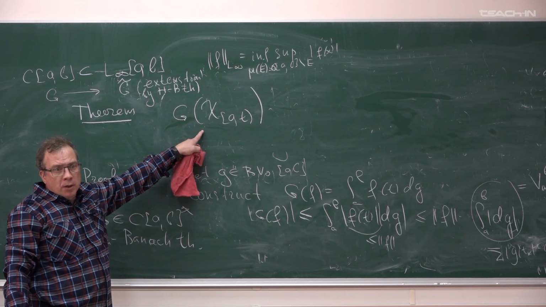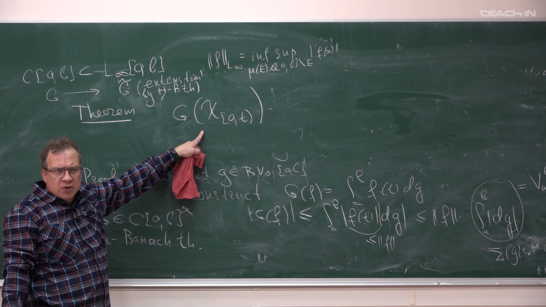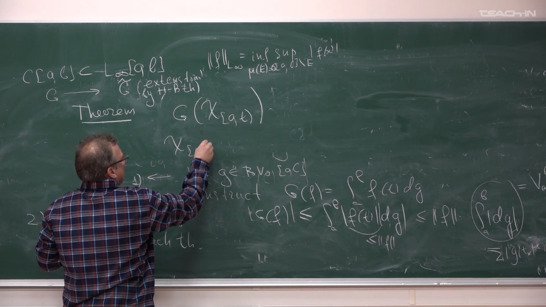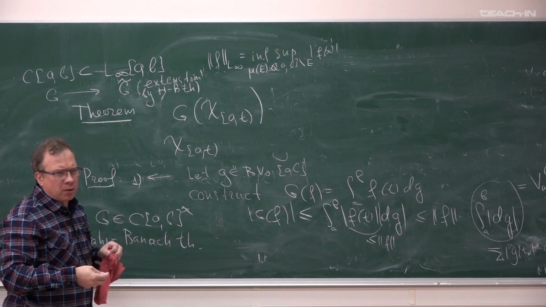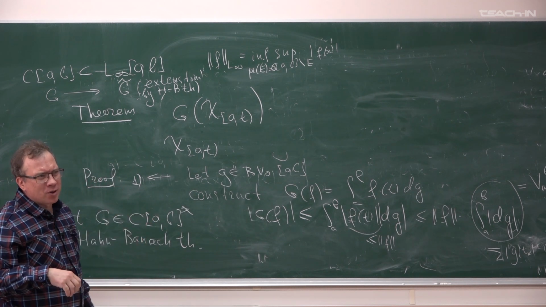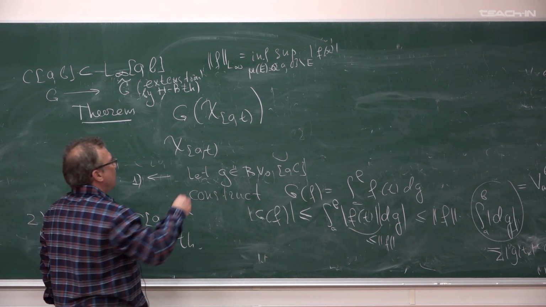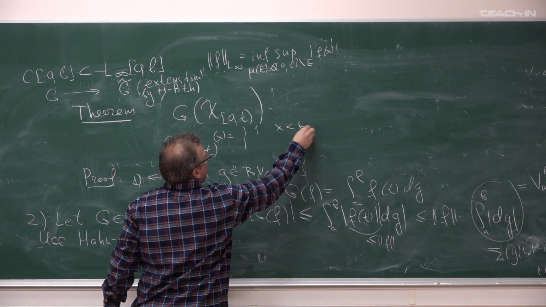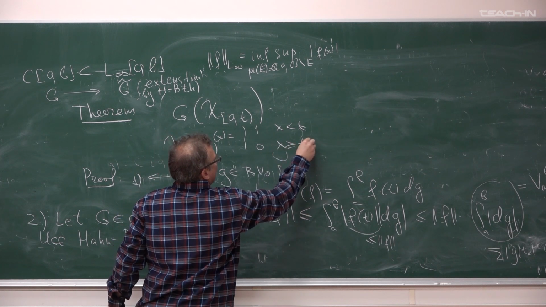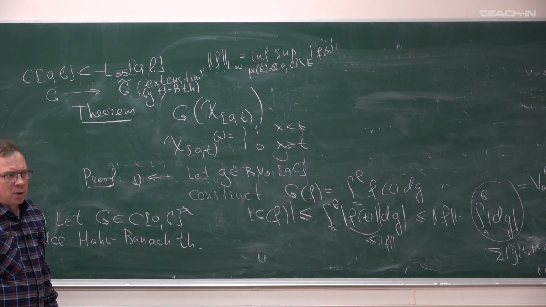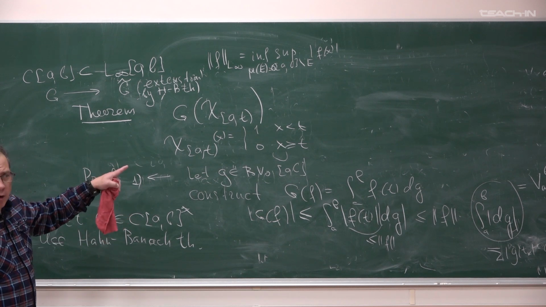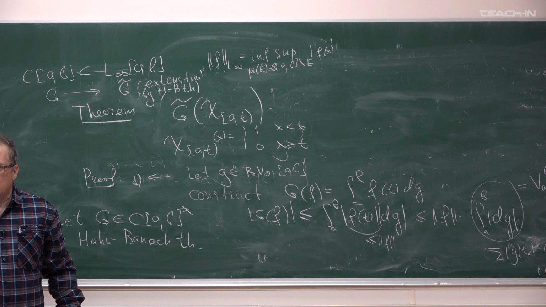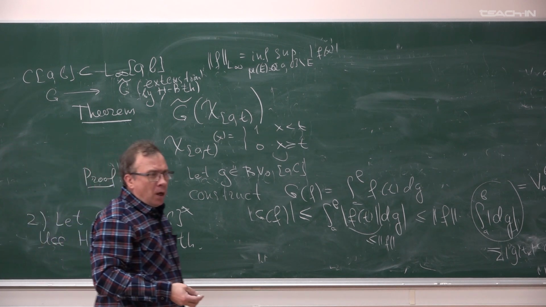This is an indicator or characteristic function of the subinterval [A,t]. If you want, you can write the indicator, but I usually use characteristic functions: equal to 1 for x less than or equal to t, and 0 for x greater than t, on the interval AB. This is not a continuous function, but we can apply G tilde. It lies in L infinity.